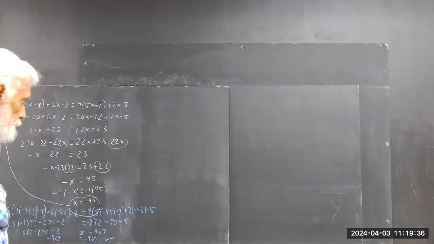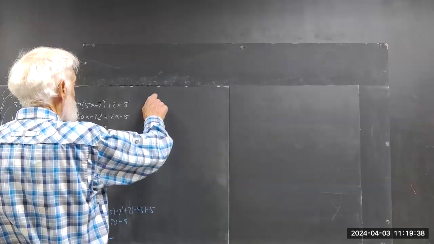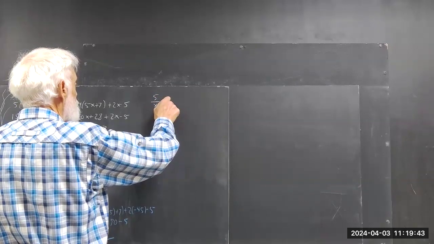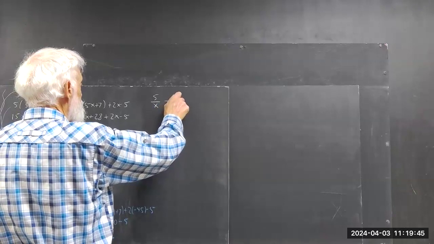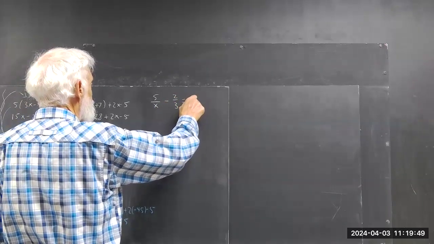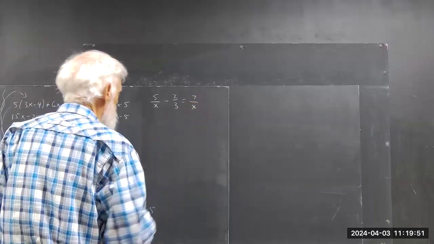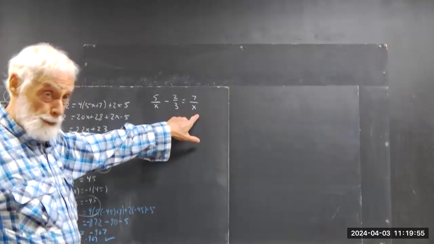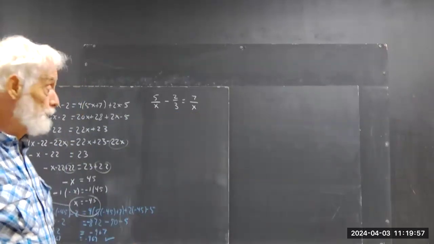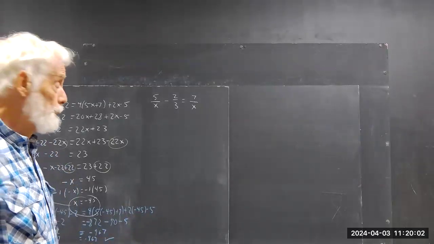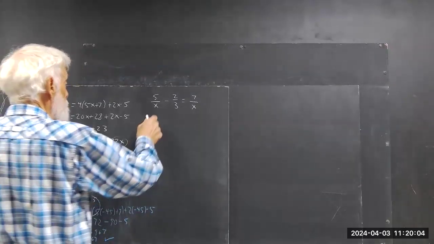Distance on linear functions. Let's say we've got 5 over x minus 2/3 equals 7 over x. X is in the denominator. You can't solve this equation with x in the denominator, at least not by the methods that we're using.